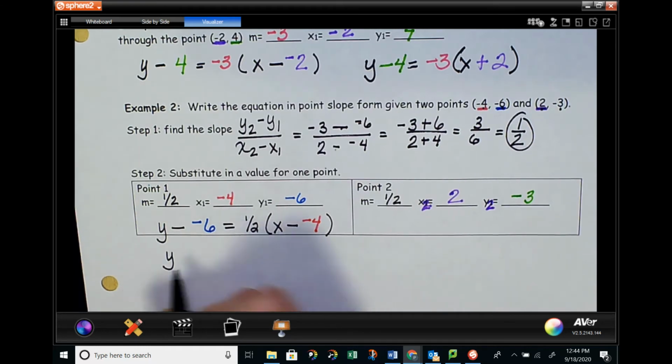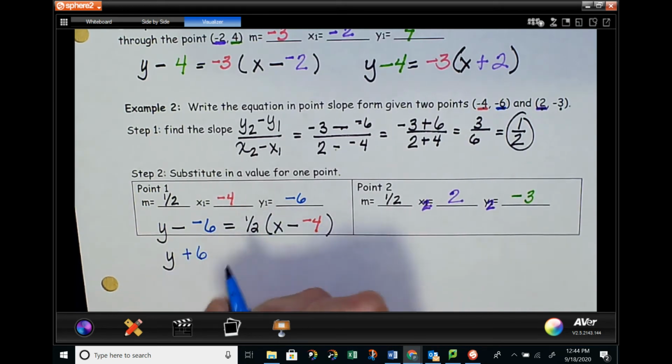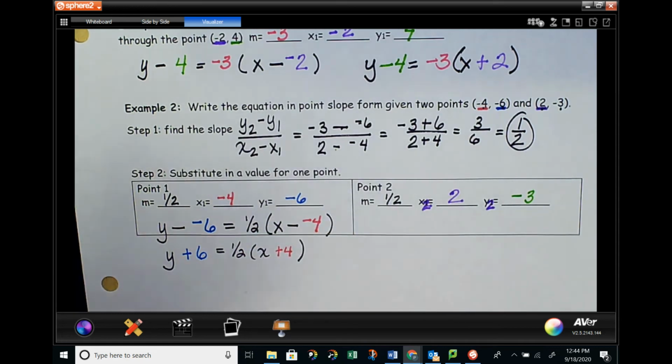So we get y, the opposite of -6 is +6. You can skip this step because you're Algebra 2 students, so you can probably just say, well, the opposite of -6 is +6, and automatically do that, and I'm fine with that. I'm just showing you so you guys can see it. Is 1/2 x, and again, the opposite of -4 is +4. And then that's going to be your point slope form.